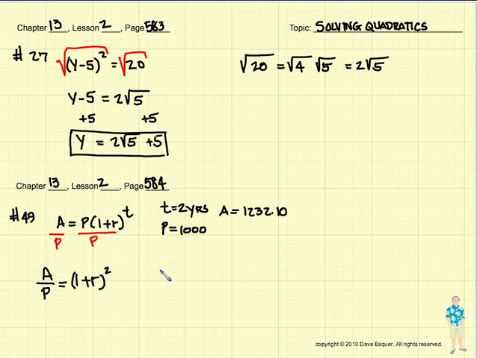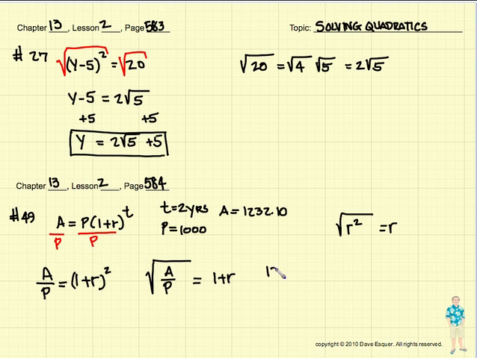And what we can do even further is we can take the square root of both sides, which would give us the square root of A divided by P turns out to be just 1 plus R because I'm taking the square root of both sides. You remember the square root of something squared is just that thing. So when we take the square root of (1 plus R) squared, we just get 1 plus R. So now we can plug in some stuff.